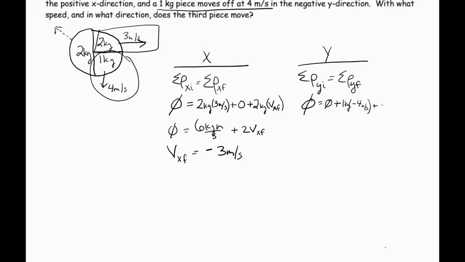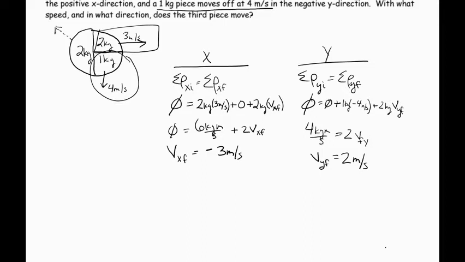And then plus I have my 2 kilogram piece moving in my Vy final. So I end up having 4 kilograms times meters per second, because I just brought it to the other side already, is equal to 2 Vy final in our y direction. So we know that Vy final is equal to 2 meters per second.